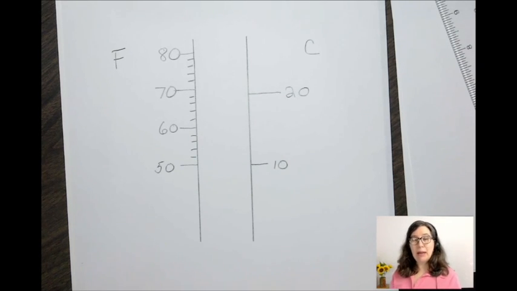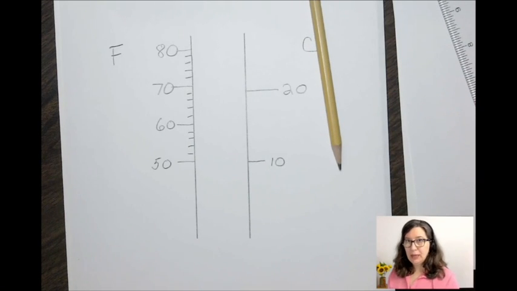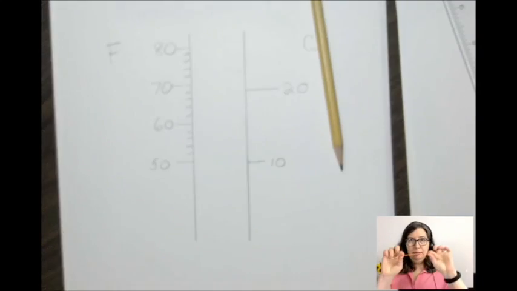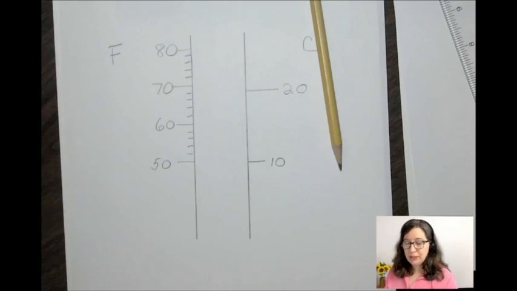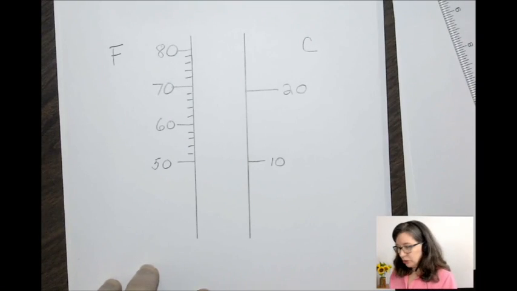Now we're going to make a model of a thermometer. You're going to need a couple of things. You're going to need a pencil and a ruler and a piece of paper and a little bit of string, not very much, just about that long. And you might need a pair of scissors. So when we're done, it's going to look kind of like this, and I'm going to show you how we're going to make this.